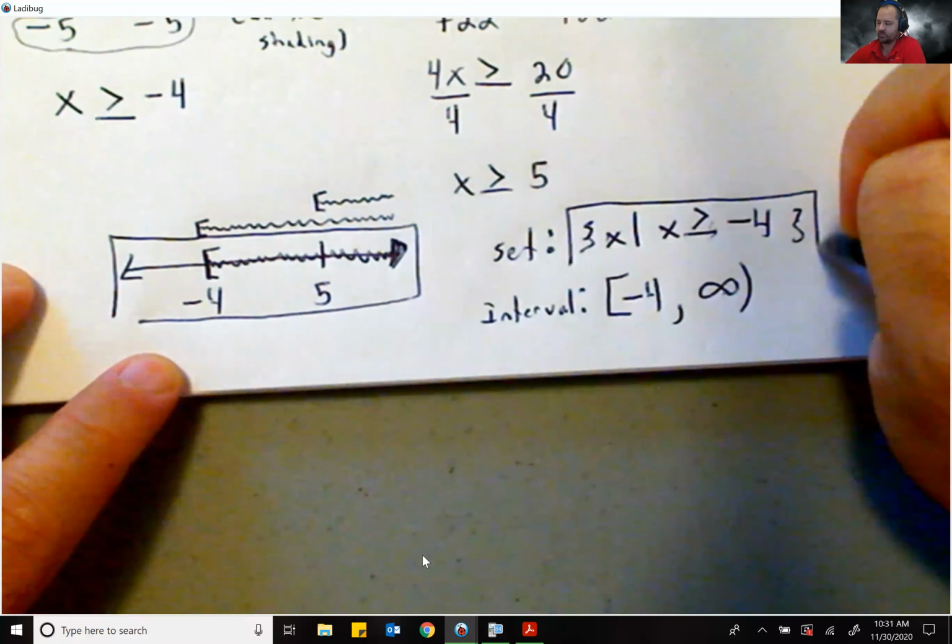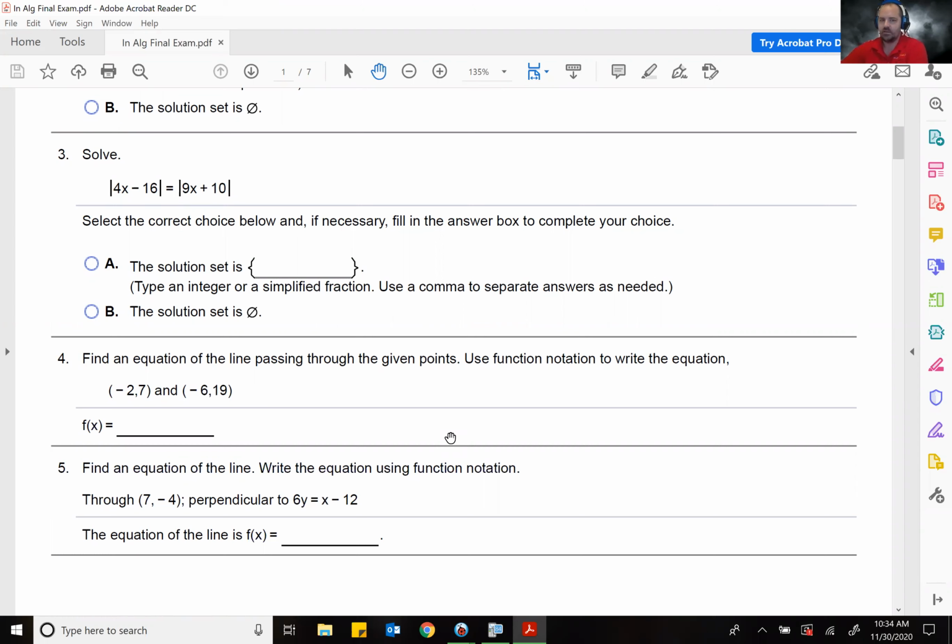So number 3, absolute value equations. We've got the absolute value of 4x minus 16 equal to the absolute value of 9x plus 10. How many answers do absolute values have? I think it's 2. You bet. There are 2, so that means there are 2 equations that you need to set up and solve.